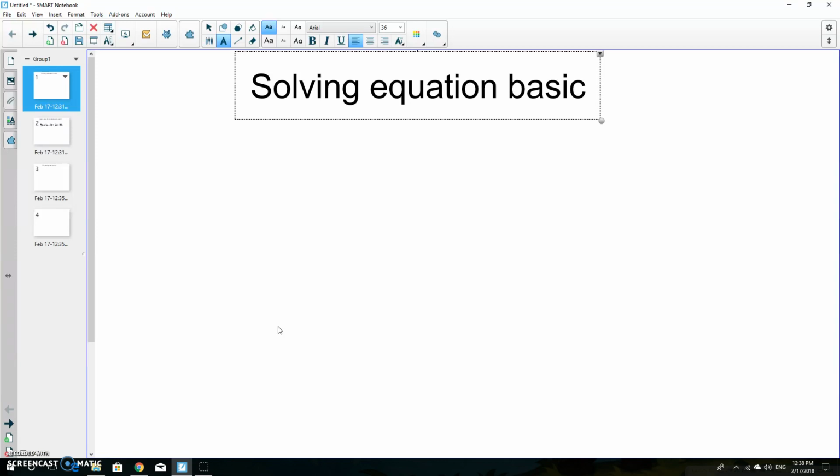and today we're going to talk about solving equations. Solving equations is about moving things around. If we can move things around across the equal sign, that's actually the key of solving equations.